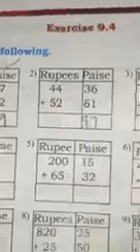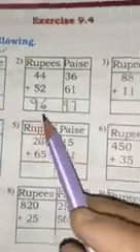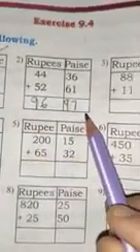Next, 4 plus 2 is 6. 4 plus 5 is 9. Isn't it? So what is the answer here? 96 rupees 97 paise. Isn't it? Now come to the third one.